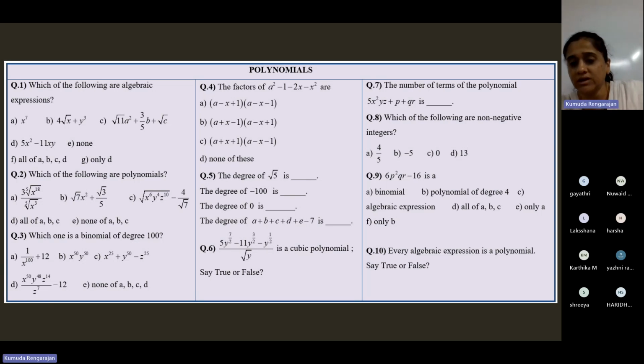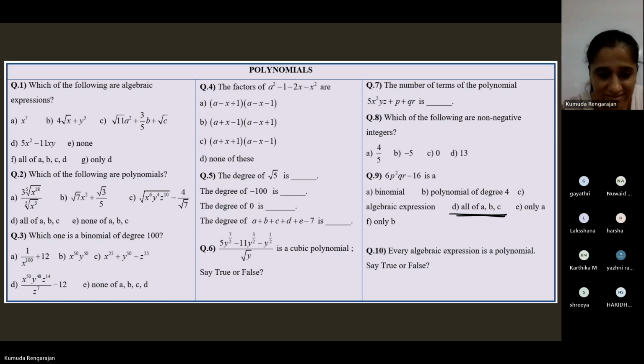For the 9th one, the correct option is D, all of ABC. Then, every algebraic expression is a polynomial. True or false? False, ma'am. Every algebraic expression is a polynomial. False.